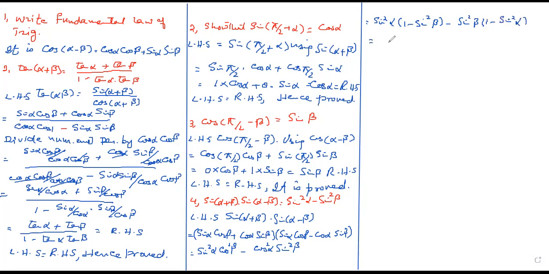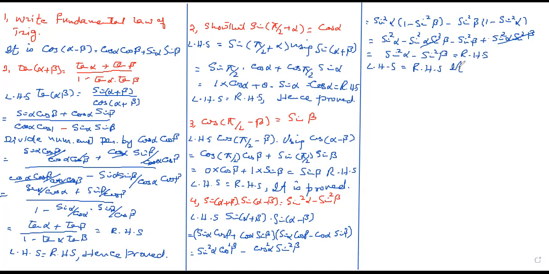Okay, so it would be sine square alpha minus sine square alpha sine square beta, minus sine square beta, and this minus goes plus, and sine square beta sine square alpha. Okay, so this got cancelled with this. We are left with sine square alpha minus sine square beta. And we can easily see that this is right hand side. So left hand side equals to right hand side means it is proved.